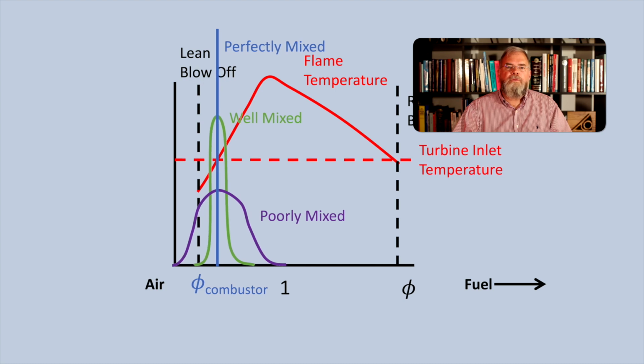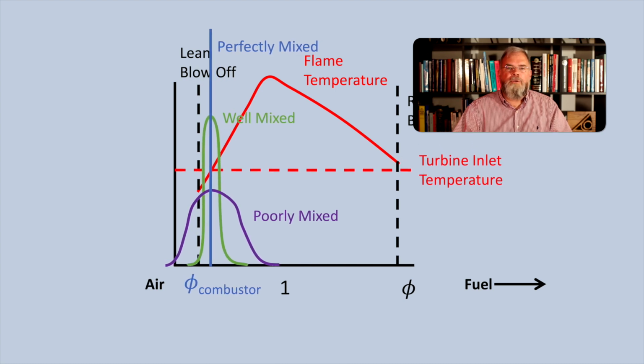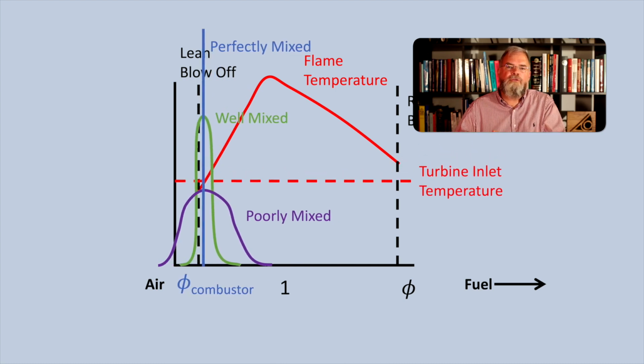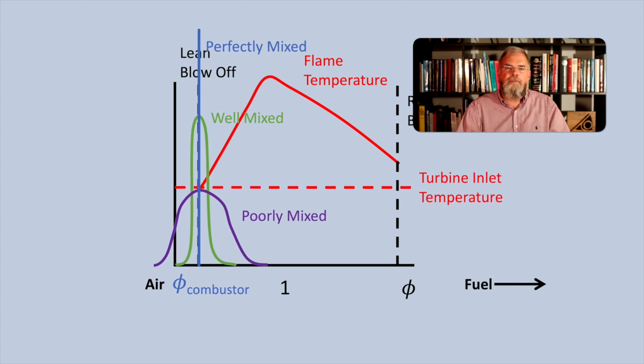Now, so far we've discussed the engine operating at its design point or full load. The next problem is that the engine needs to be able to operate over a wide range of loads. And as the load is reduced, the turbine inlet temperature also reduces, and the average equivalence ratio moves towards the lean blow-off limit. And this is a problem.